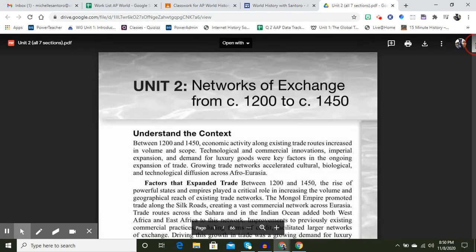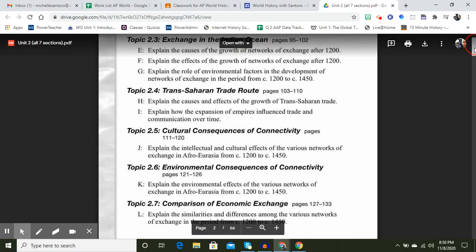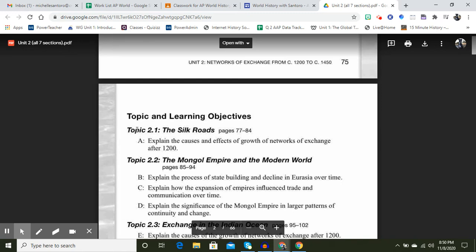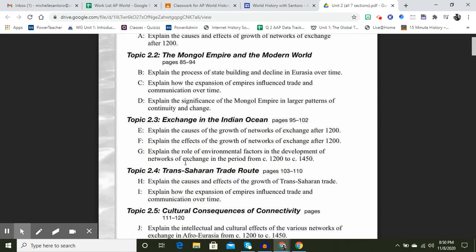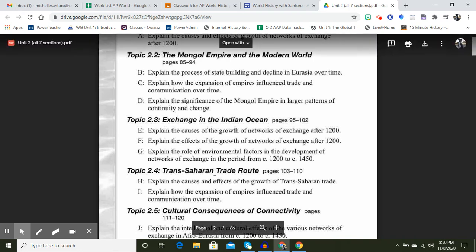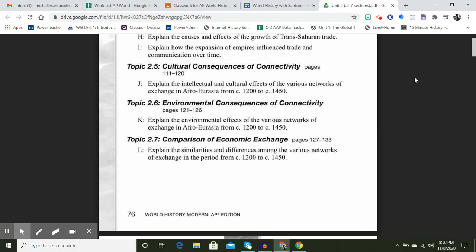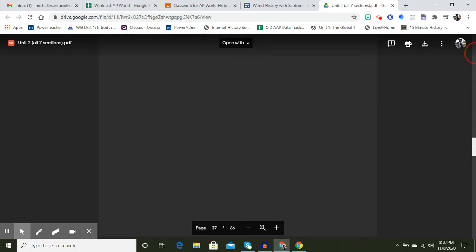So with the Networks of Exchange textbook section, it really breaks it down the same way I do on the whiteboard. We already covered the Silk Roads. Last week was the Mongols. This week is 2.3, exchanging the Indian Ocean. Next week is trans-Saharan trade routes. So everything that we're going to cover in this unit is broken down in here. And at the very end of the textbook chapter, you actually get to see a mock AP question from that part.